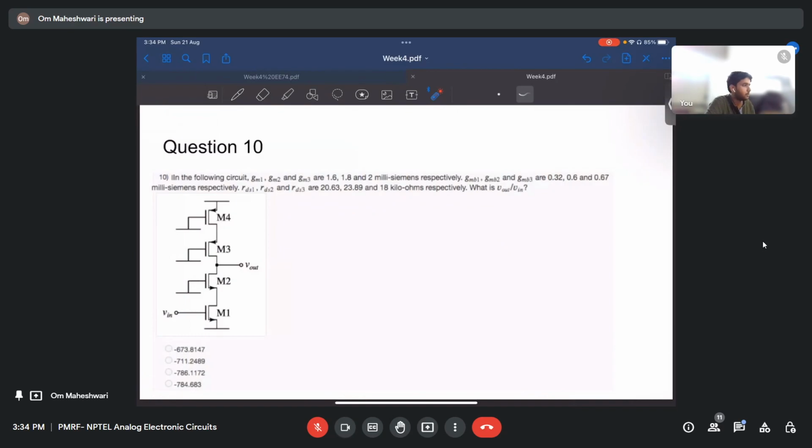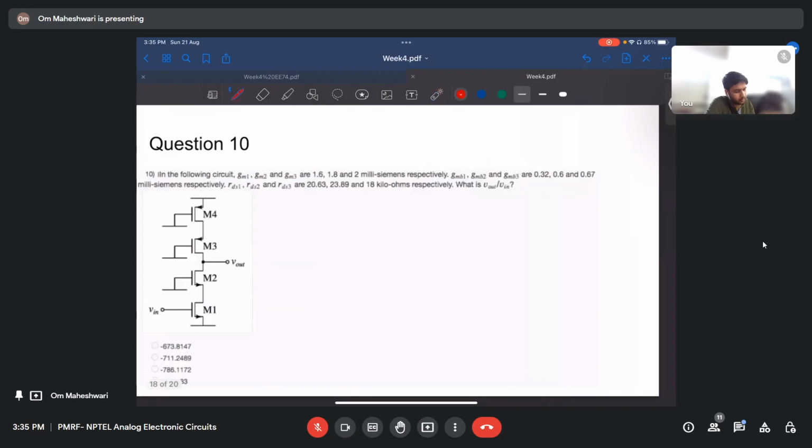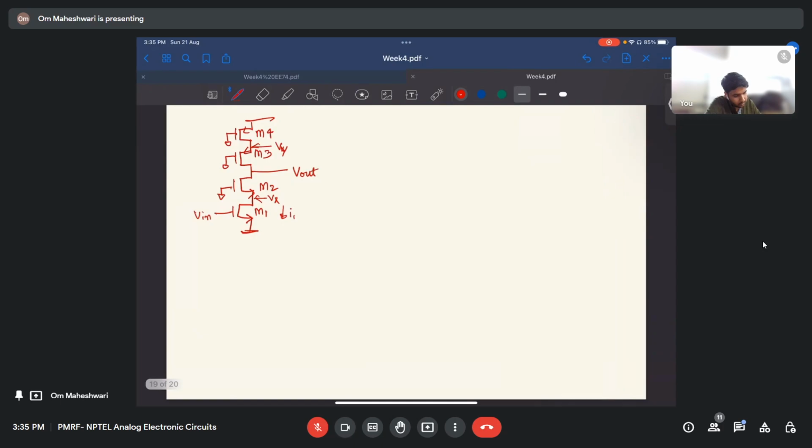So similarly, I'll solve 10 also. It is very similar. We will write 4 equations for all 4 transistors and then try to eliminate whatever we can and find a relation between V out and V in. So let me write this. So here is the circuit. I've taken this as Vy and this as Vx. And these two are PMOS, these two are NMOS.